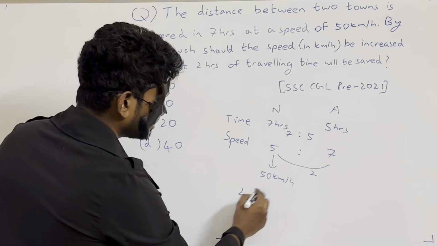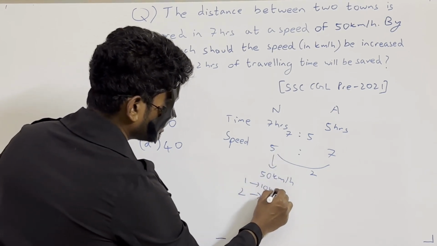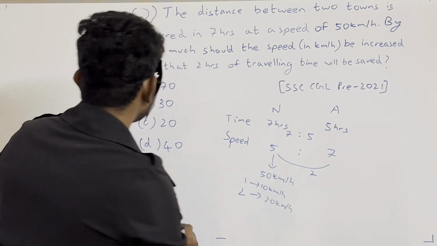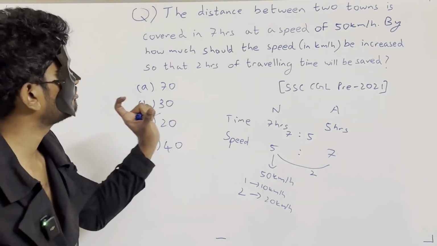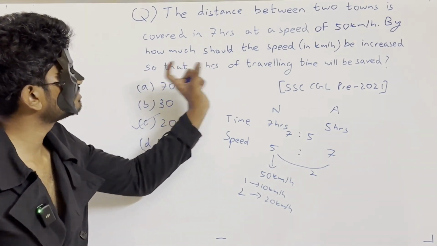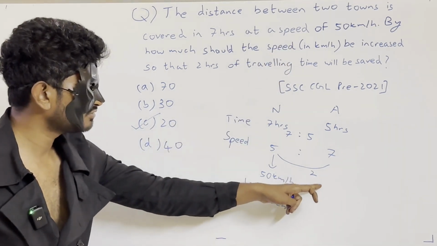That is nothing but 5 ratio is 50. That is, 1 ratio is equal to 10 kilometers per hour. So 2 ratio is nothing but equal to 20 kilometers per hour. So the answer is C. So you must read the question carefully. How much should the speed be increased? So here he is asking the ratio of value of 2.